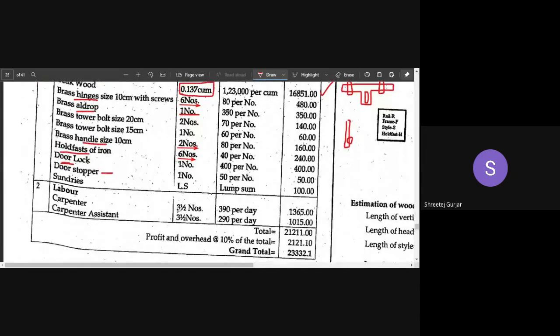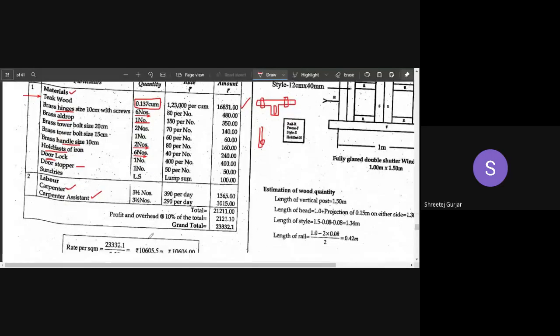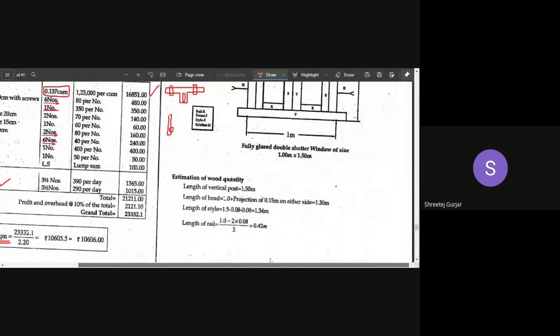Then a carpenter and a carpenter's assistant. Don't write down mistri and head mason, all those things, because for woodwork we require a carpenter, not labor or other mistri. Keep that in mind.